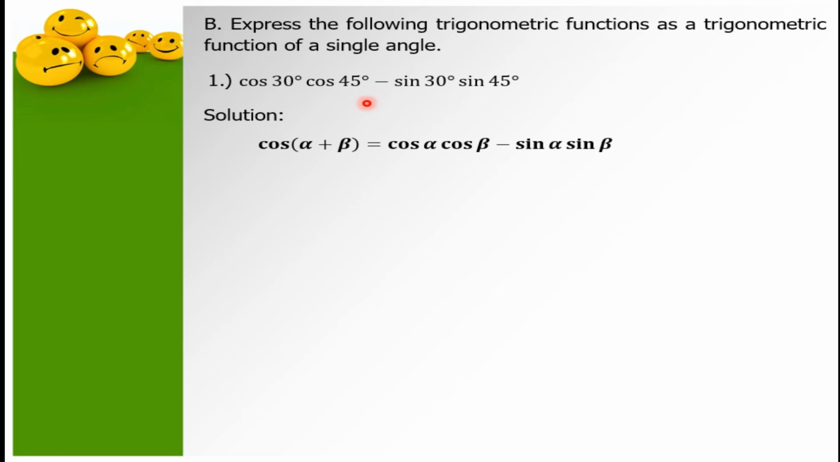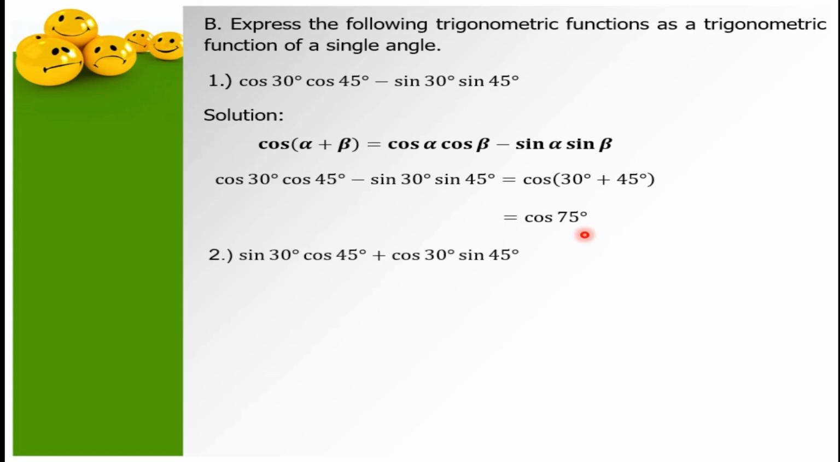So in other words, i-express natin into cosine of the sum of two angles, where our alpha is 30 degrees and beta is 45 degrees. So this is now equal to cosine of 30 degrees plus 45 degrees. Now, by adding 30 degrees and 45 degrees, we have cosine 75 degrees. Therefore, this expression is equal to cosine 75 degrees.